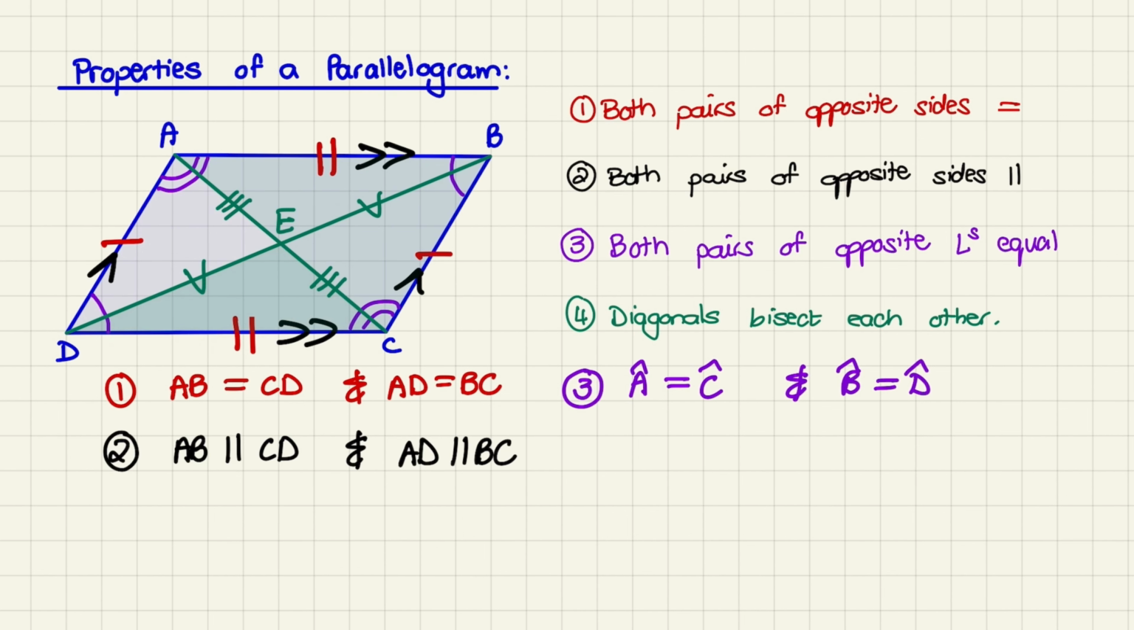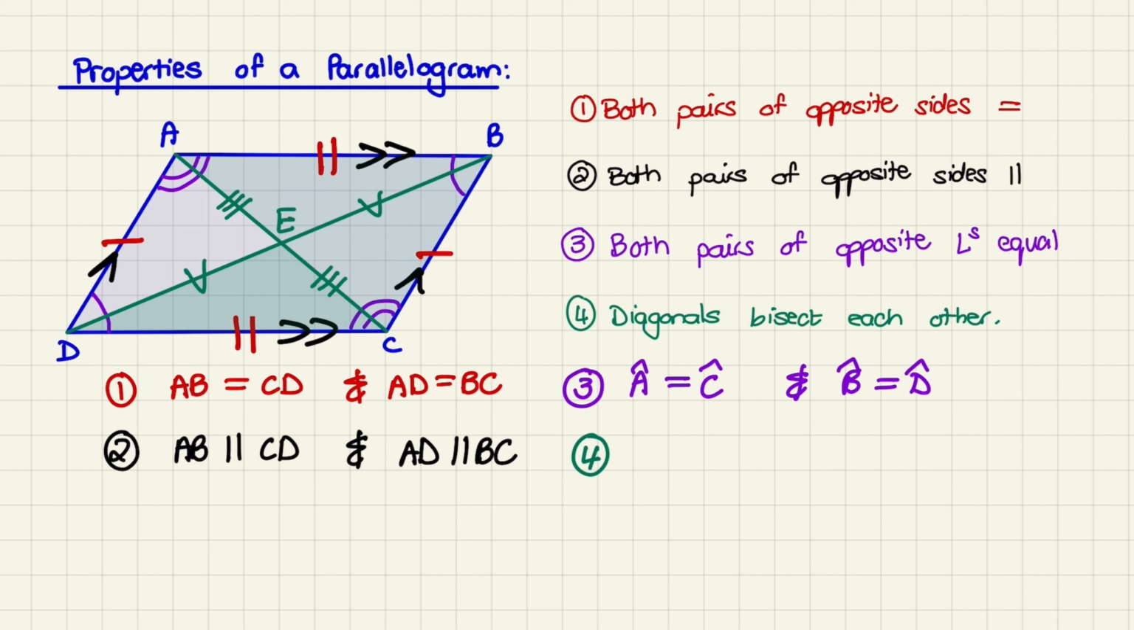BE. How we show that in a math sentence is we'd say AE is equal to EC, and we would say BE is equal to DE. And those are the properties of a parallelogram.